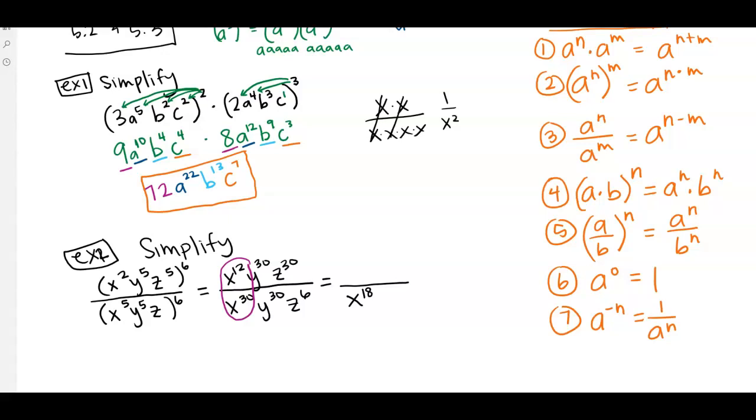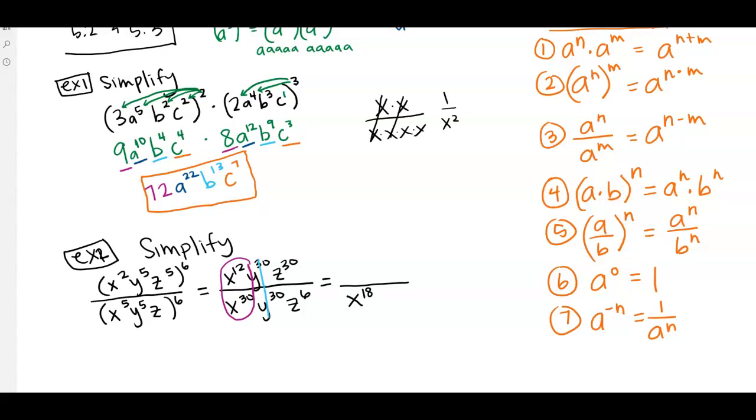Okay, so what about with the y's? What happens there with the y's? They cancel each other out. Yeah, they're just gone, right? Y to the 30 divided by y to the 30, everything's going to be gone. There's not going to be any y's left. So y is no longer going to be part of our answer.